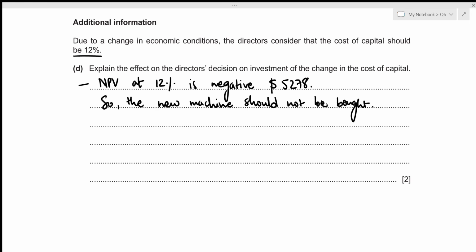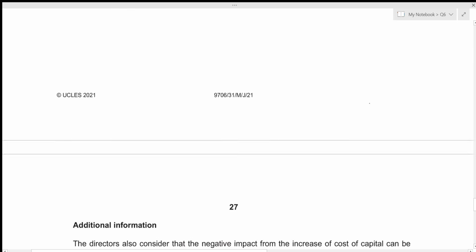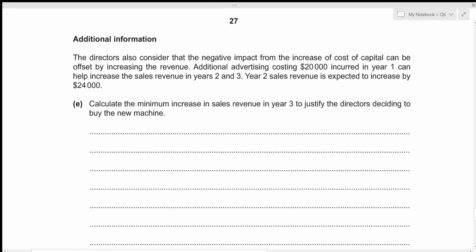This concludes the fourth part of this question. Now we can move to the fifth one. We are again given additional information. The directors also consider that the negative impact from the increase of cost of capital can be offset by increasing the revenue. This means that the negative value of the net present value can be corrected by increasing the revenue. And additional advertising costing 20,000 incurred in year 1 can help increase the sales revenue in years 2 and 3. Year 2 sales revenue is expected to increase by 24,000. So this is the income, whereas the advertising cost of 20,000 is actually an expense for the first year.